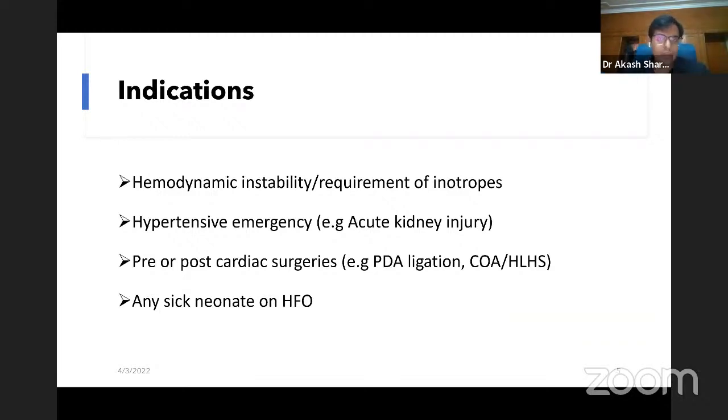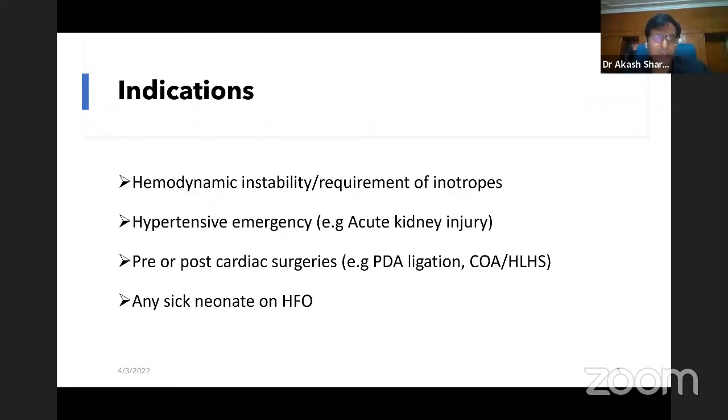So these are the four common indications for which we usually use invasive blood pressure. First would be hemodynamic instability, or a child who is on inotropes, or you suspect that this child is in shock and you have to initiate inotropes. That is the first and foremost indication for which we use invasive blood pressure monitoring.